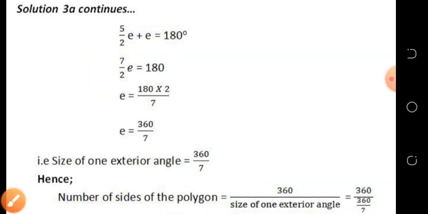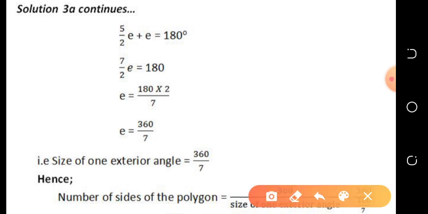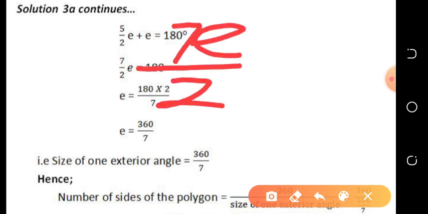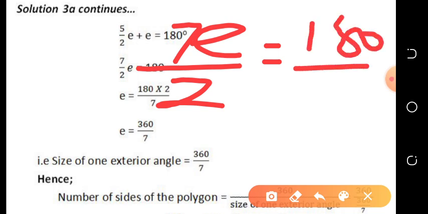Now next step, what do we have? We have that our e is equal to 180 times 2 all over 7. How did we get that? You have 7e all over 2 is equal to 180 divided by 1. You cross multiply. Anytime you have an equal sign in between two fractions, you cross multiply.